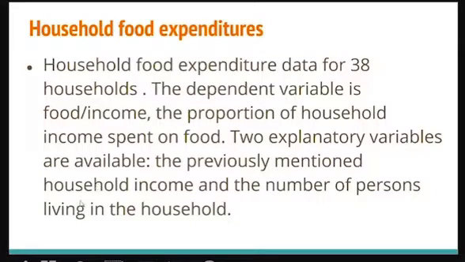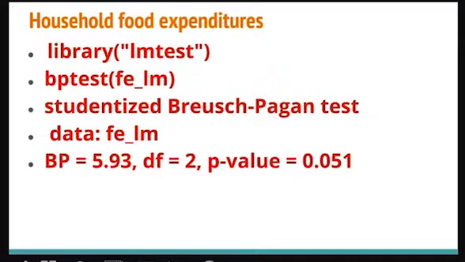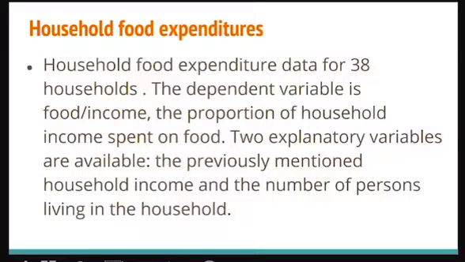Now, I want to load my car package again, and I want to work on this data, the data on household food expenditure. The response variable is the ratio of income spent on food, and the explanatory variables are the household income and the size, the number of persons living in the household.